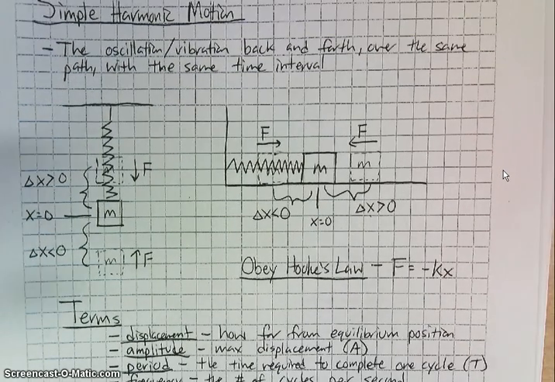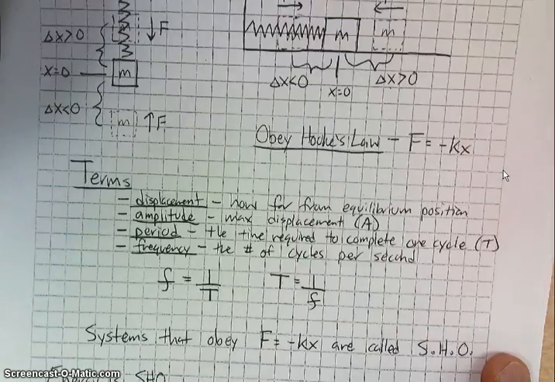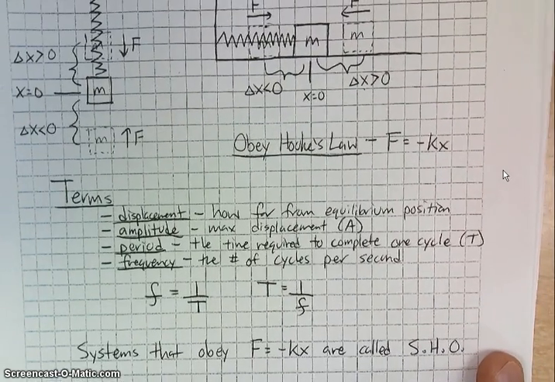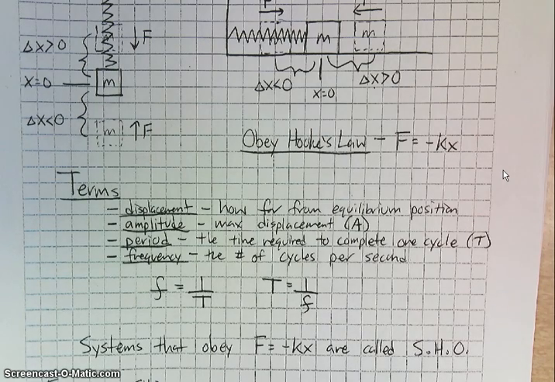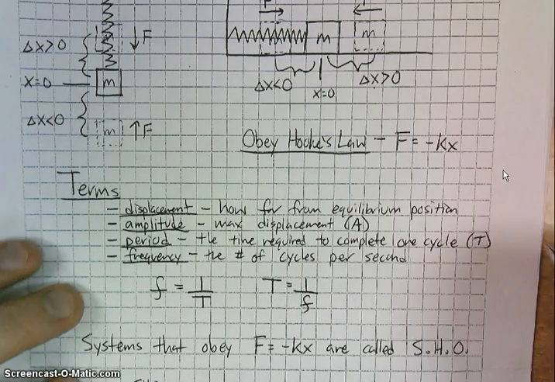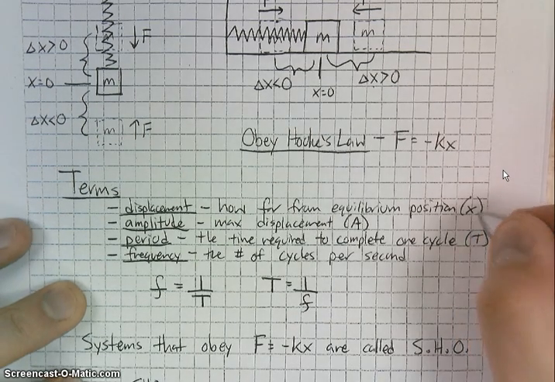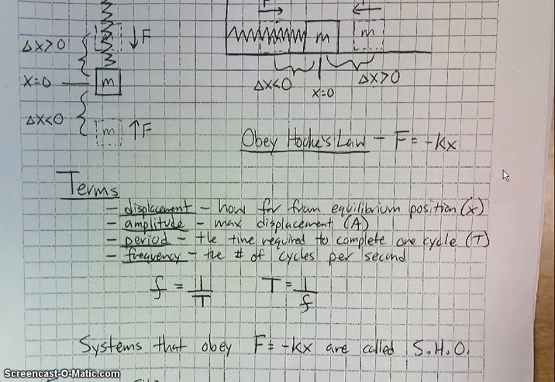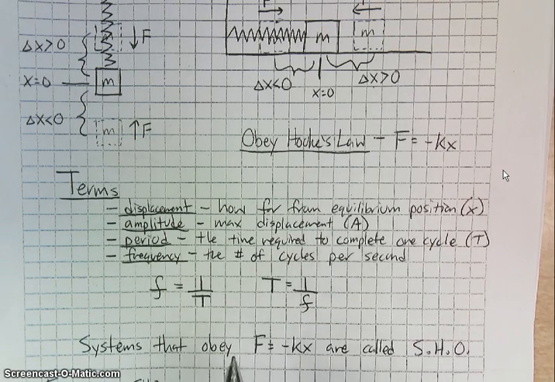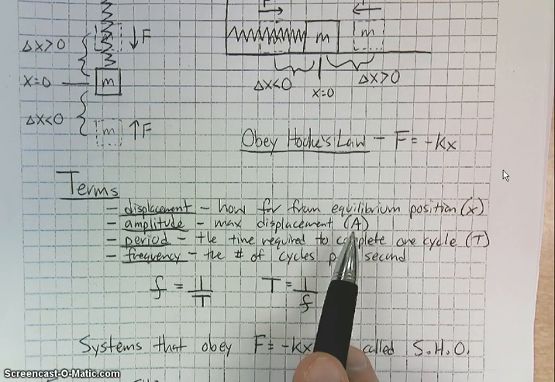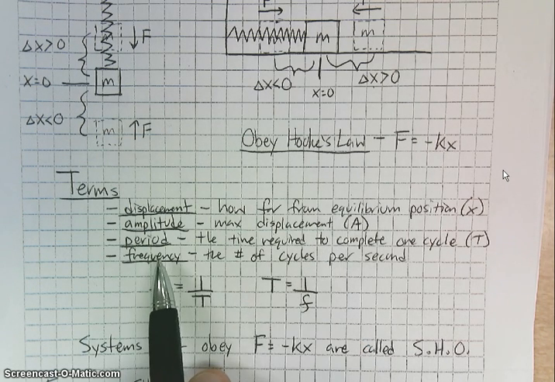All right, some basic terminology that you're going to need to know. Displacement: simply how far from the equilibrium point it is. You're going to usually see that written as an x, or delta x. Amplitude: that would be the maximum displacement at any point, that could range from A to negative A. These are two terms that we've talked about before.